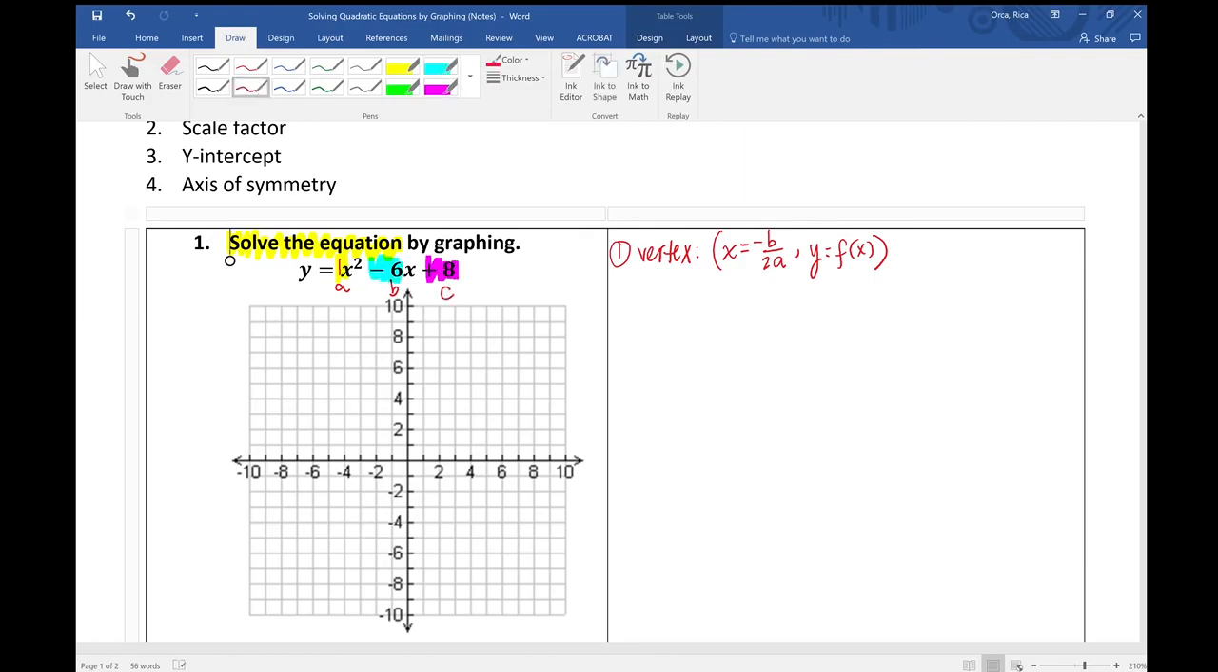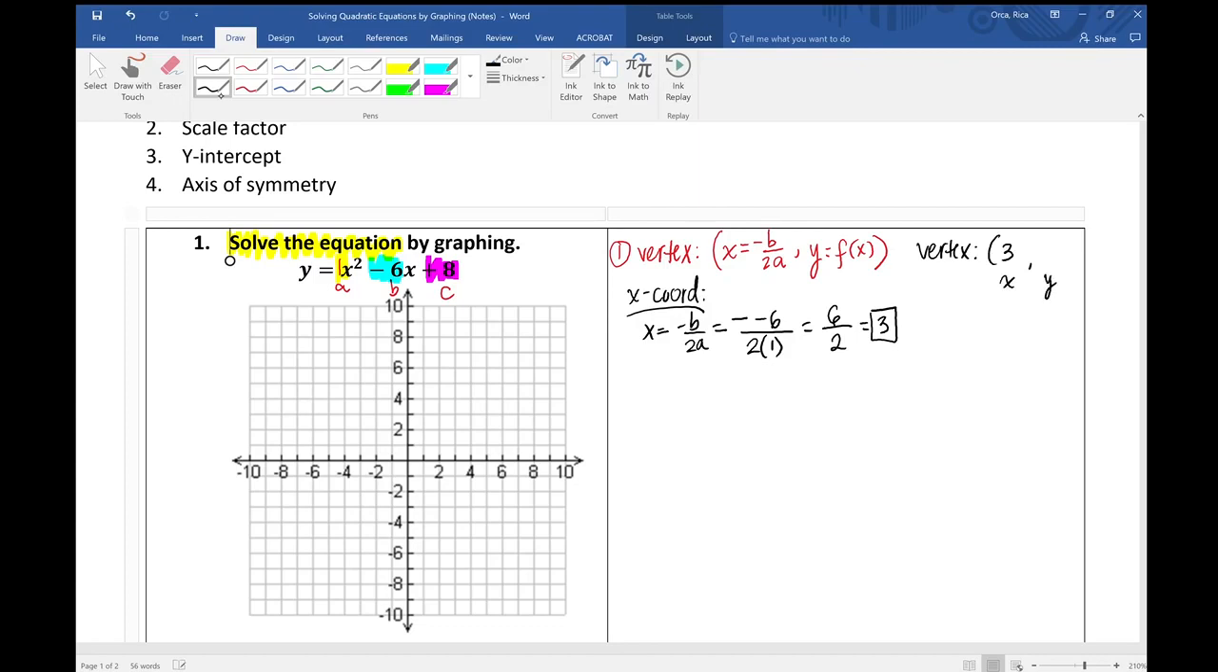Now let's take these values and just plug them in. For our x-coordinate, we have x equals negative b over 2a. That's negative 6 divided by 2 times 1. A negative times a negative is a positive, so that's positive 6 over 2 times 1, which is 2. 6 divided by 2 is 3. So the x-coordinate of our vertex is 3.